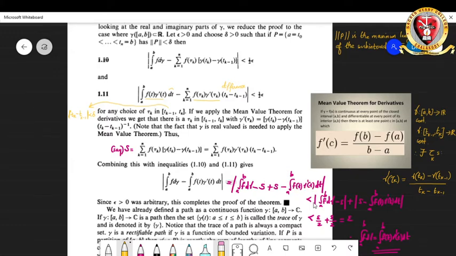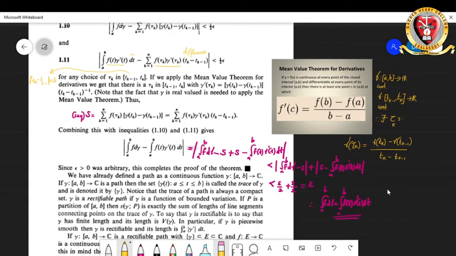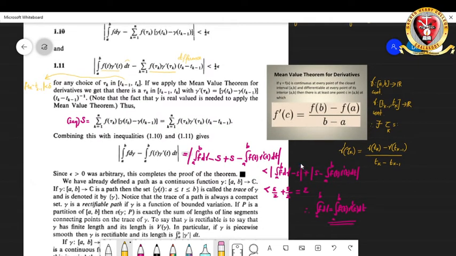So apply the triangle inequality on the modulus, so that this is strictly less than the modulus of the integral from a to b of f dγ minus s, plus the modulus of s minus the integral from a to b of f(t) γ'(t) dt, right? So s is nothing but this, and also s is nothing but this. So you have the first term inside the modulus strictly less than epsilon by 2, and the second term inside the modulus also strictly less than epsilon by 2.